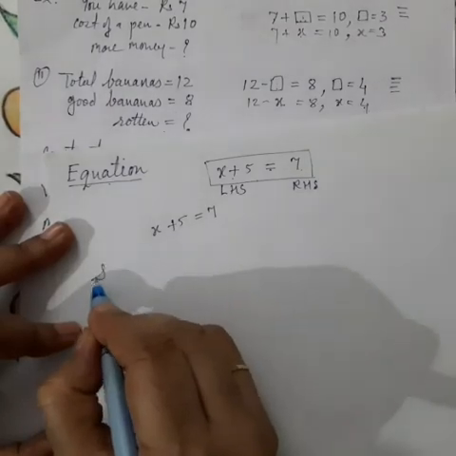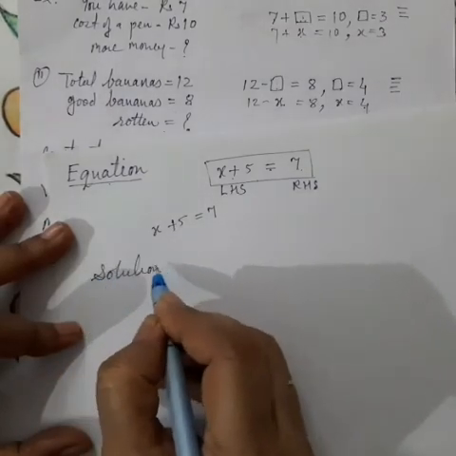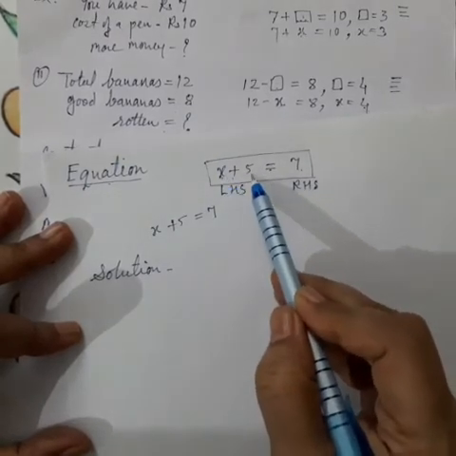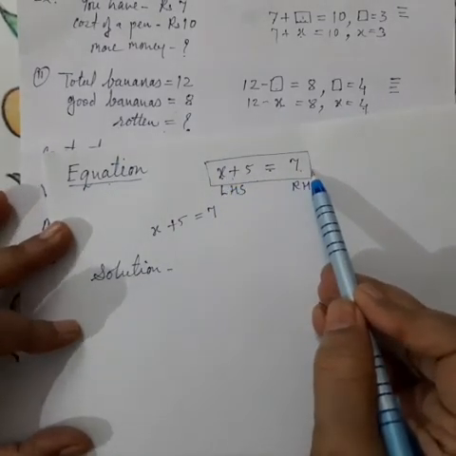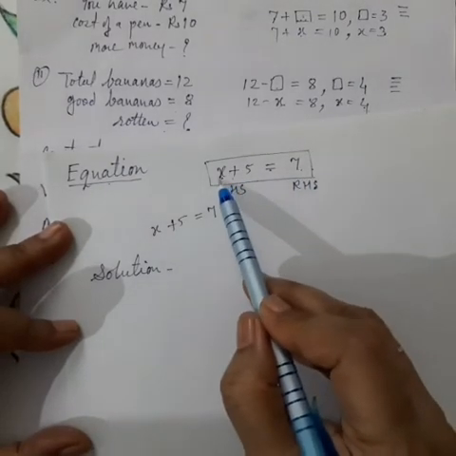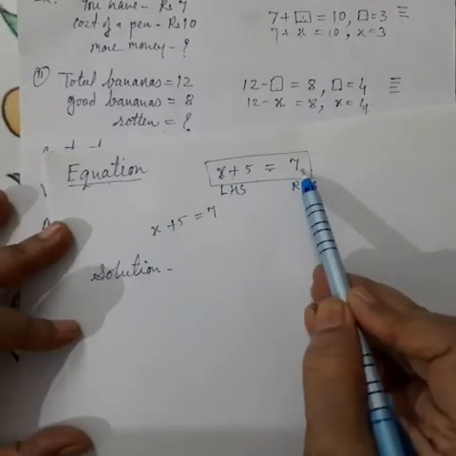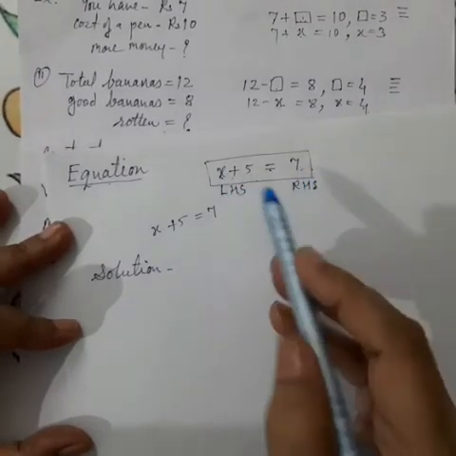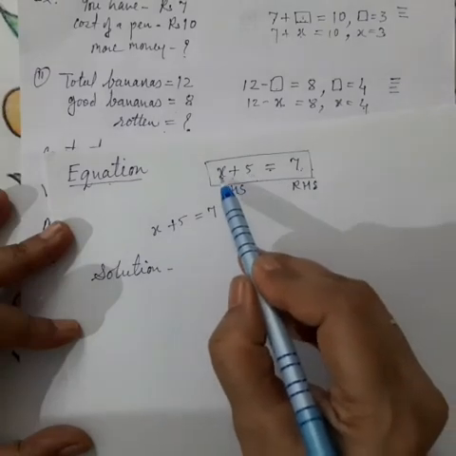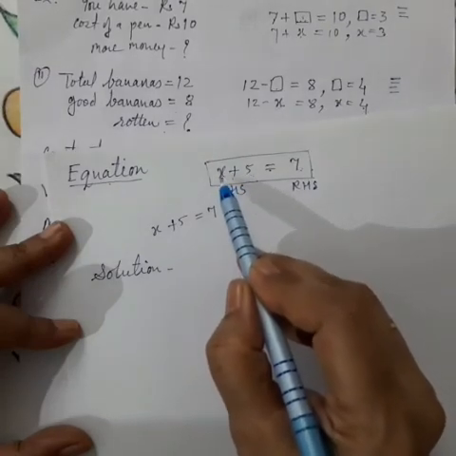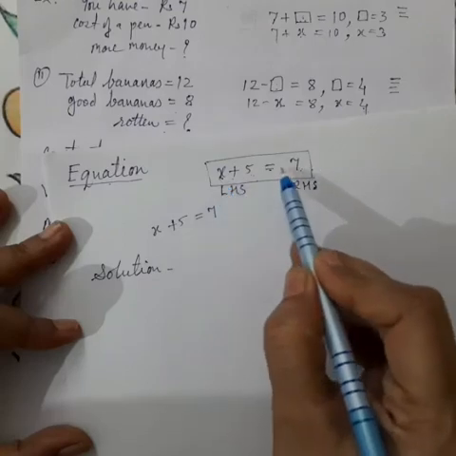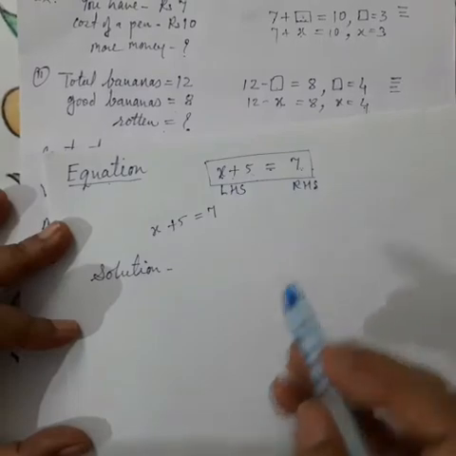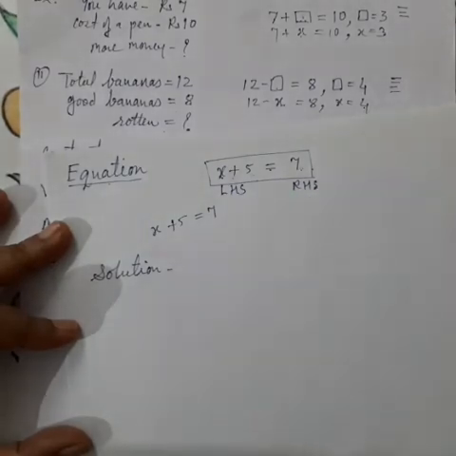Coming to solution. Solution means the value of the variable which satisfies this equation, or the value which makes the statement true. It is called the solution of this equation. So if this is x plus 5, what value do we have to put here? If we put 2 here, this statement will be true. So x equal to 2 is the solution of this equation.